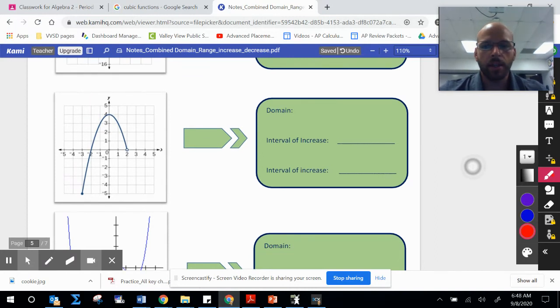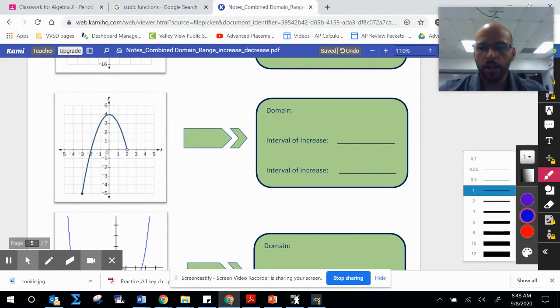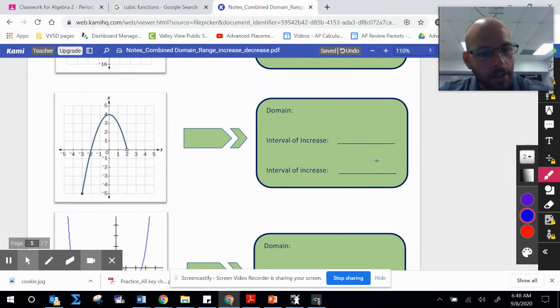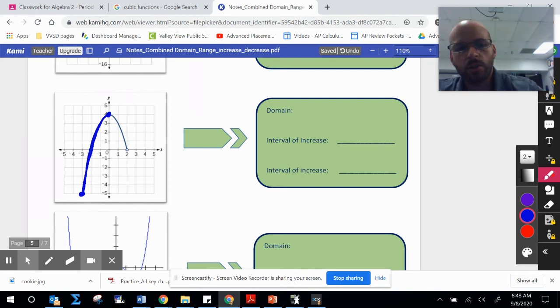Okay, same thing here. Let's take a look. I'm going to highlight it with blue this time. If you look, we always read a graph from left to right. This graph is increasing in the beginning all the way until it hits that vertex. So if we take a look at this, my interval of increase is going to be from the x value of negative 3 all the way to 0.